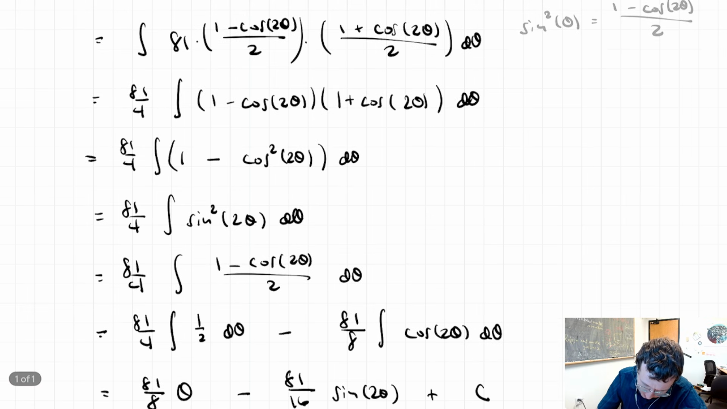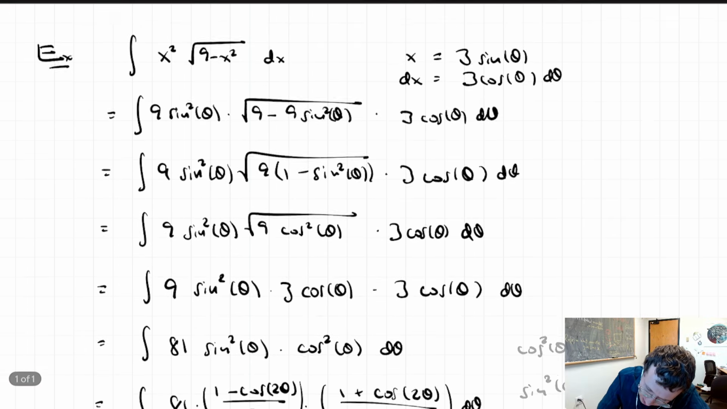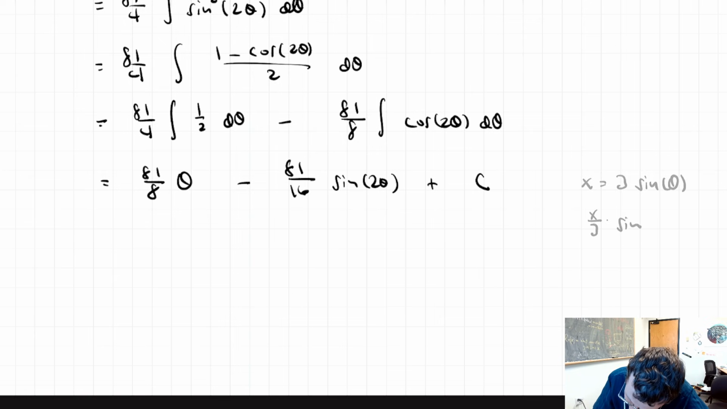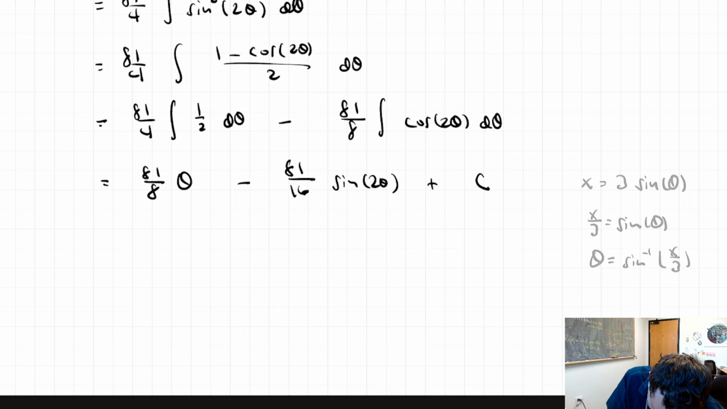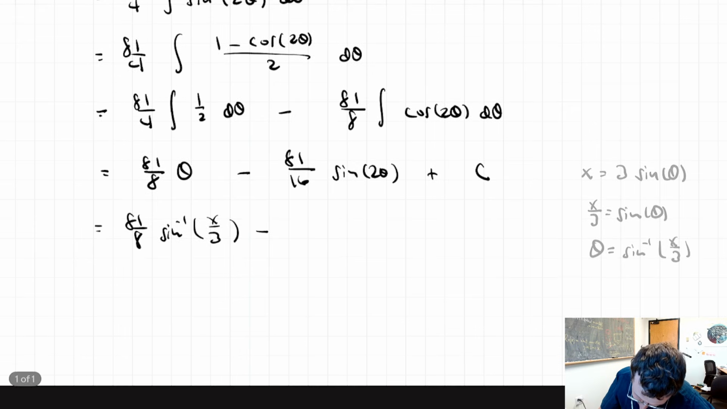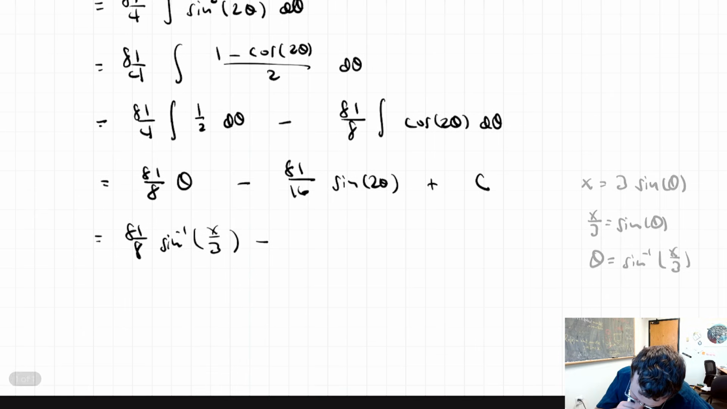Okay, so we need to get this back in terms of x. x was 3 sine theta, which means x over 3 is equal to sine theta, which means theta is arcsine of x over 3. So I've got 81/8 arcsine of x over 3 minus 81. Okay, I need to know what sine of 2 theta is.